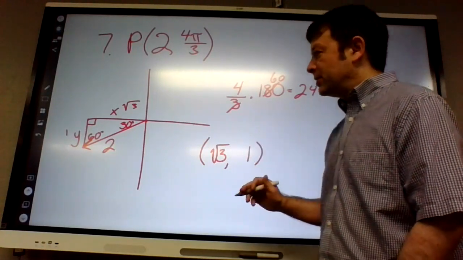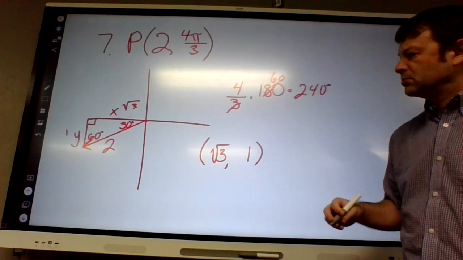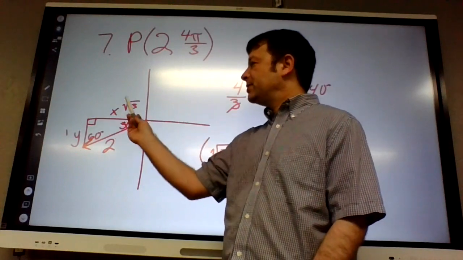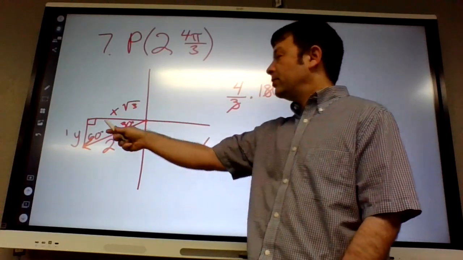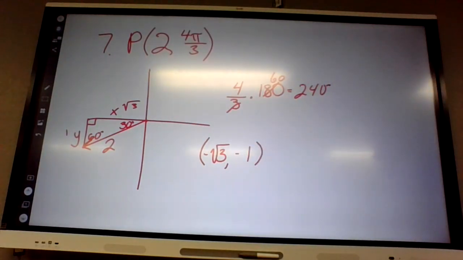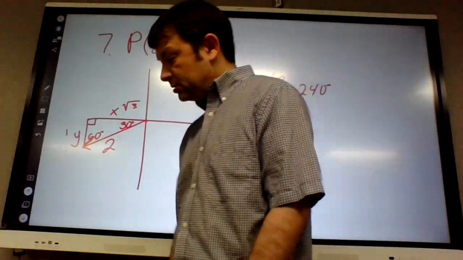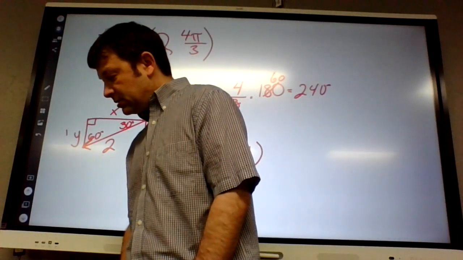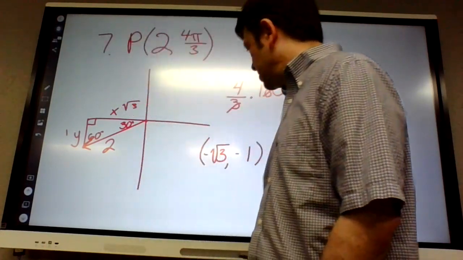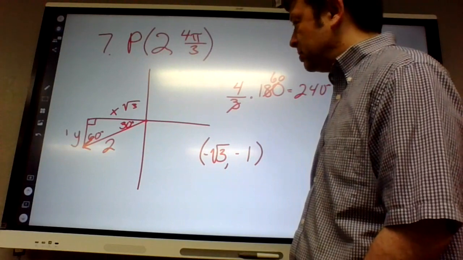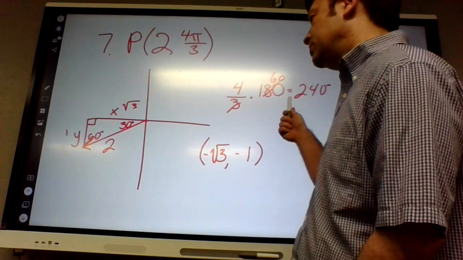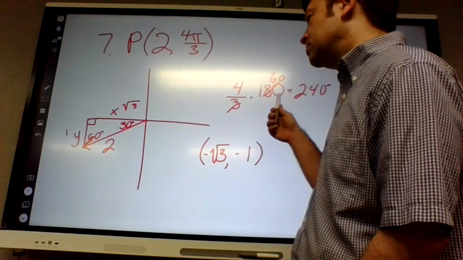Alright, what did I do wrong there? The x coordinate, you're going left, square root of 3, so I should put negative. And the y is going down 1, so I should have put negative. Something is wrong. Says I got those backwards. What did I do? I multiply around 60, 240. 240 is 30 short of 270.